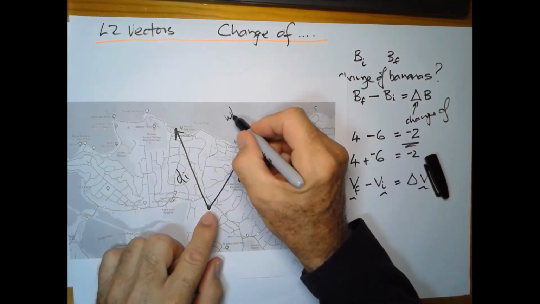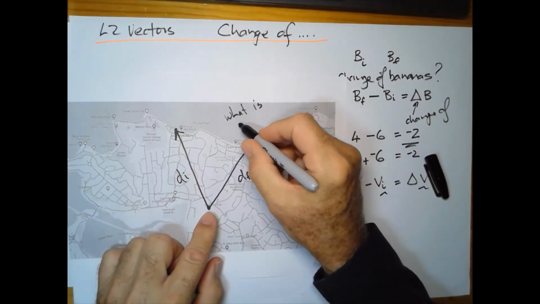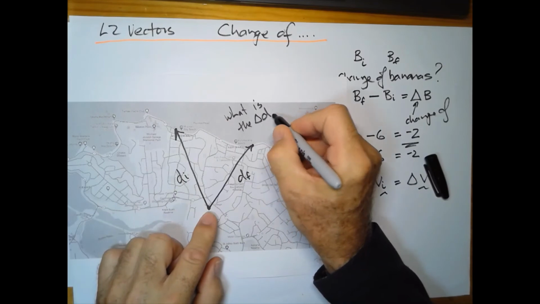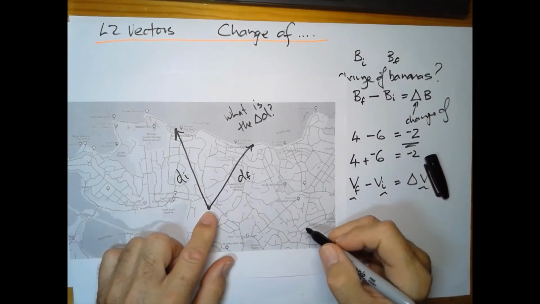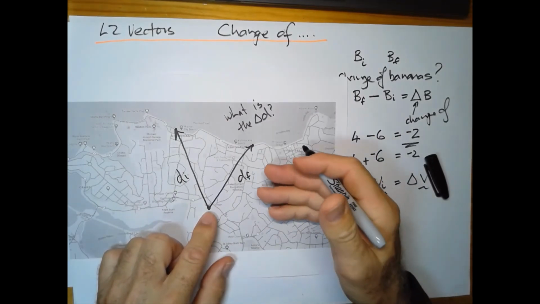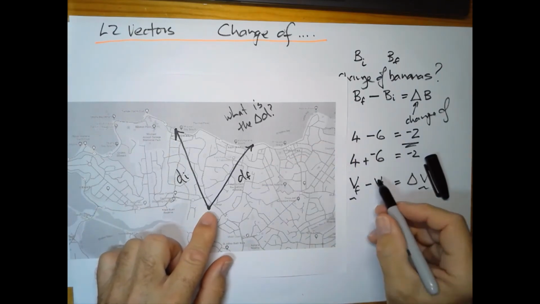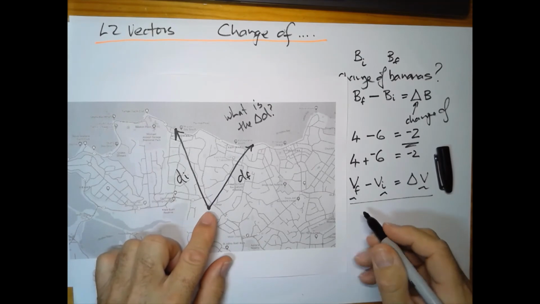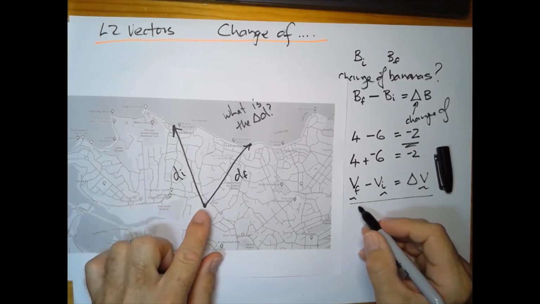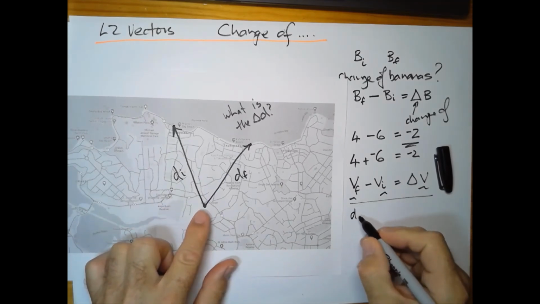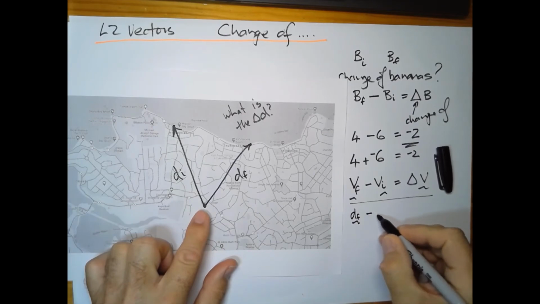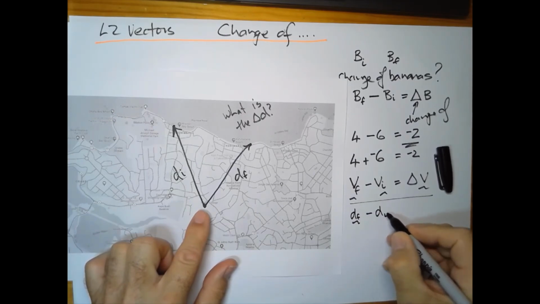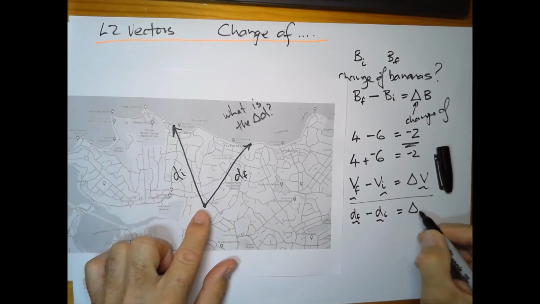What is the change of displacement? So let's use our formula over here for change of displacement. For change of displacement we go final displacement minus initial displacement is equal to the change of displacement.